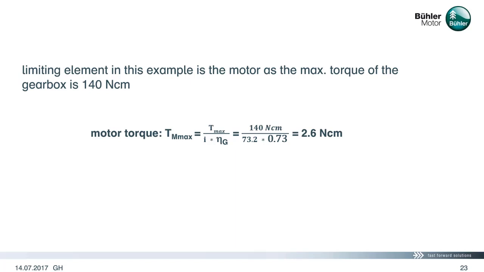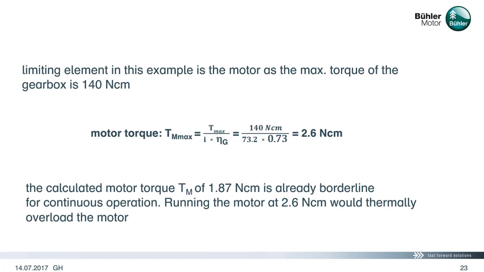If we calculate the motor torque for the maximum torque at the gearbox output Tmax 140 Newton centimeters, we can see T motor max = Tmax divided by I divided by eta sub g, and this leads to a motor torque of 2.6 Newton centimeters. Our calculated motor torque T sub m is 1.87 Newton centimeters, and this is already borderline for continuous operation. Running the motor at 2.6 Newton centimeters would thermally overload the motor.